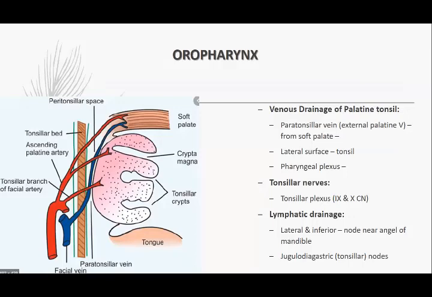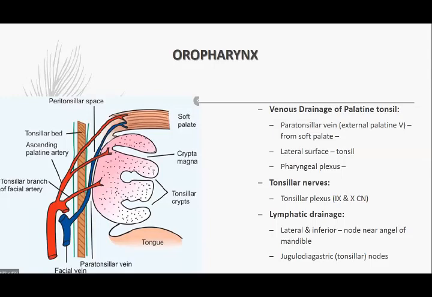We finished the oropharynx. I repeat once again, the tonsillar nerve plexus. We had covered the venous drainage, but I will repeat it. The venous drainage starts from the soft palate; the paratonsillar vein, also called the external palatine vein, runs on the lateral side of the palatine tonsil, outside the capsule of the palatine tonsil. Then it pierces the lateral wall of the palatine tonsil, that is, the superior constrictor muscle, and drains into the pharyngeal plexus. The pharyngeal plexus forms around the walls of the pharynx.